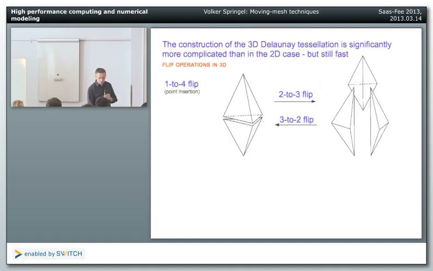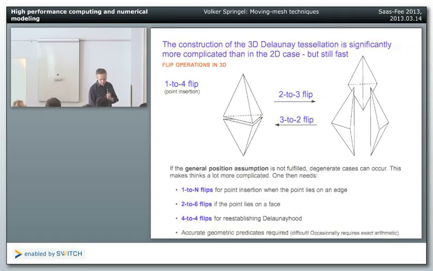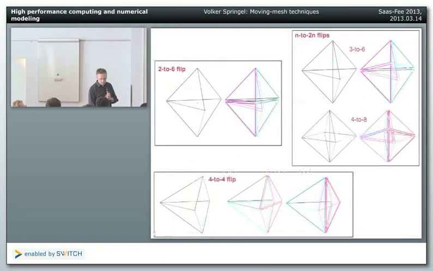And in 3D, however, which is the relevant case in practice, you actually have to replace two tetrahedra. So the triangulations are now tetrahedra. And the flips that I just showed you are replacements of two tetrahedra by three and back. And when you have degeneracies, there are actually even nastier flips possible, which I don't want to explain in detail. Two to six flips and what the heck.